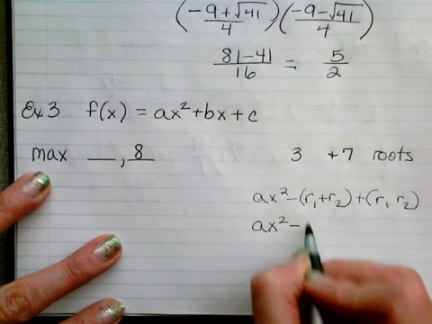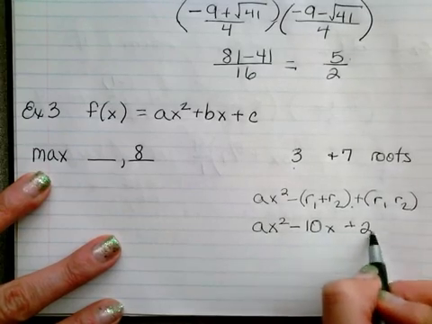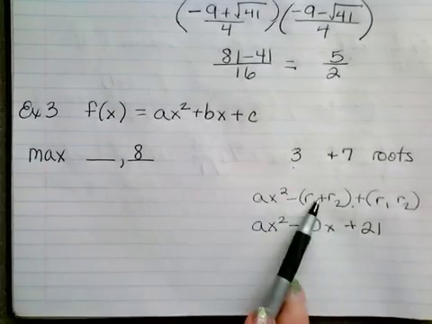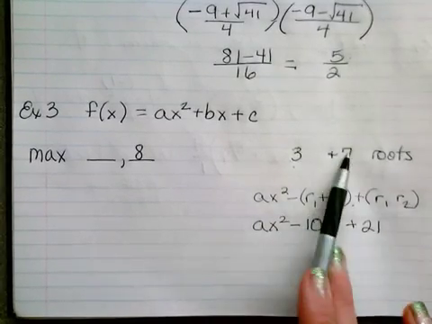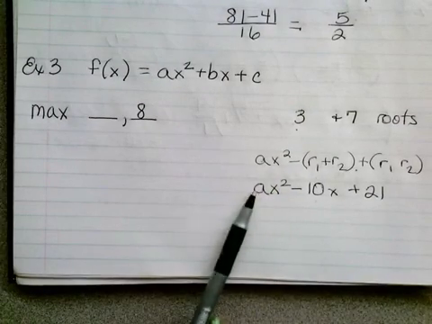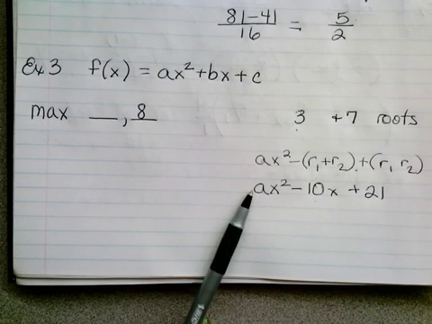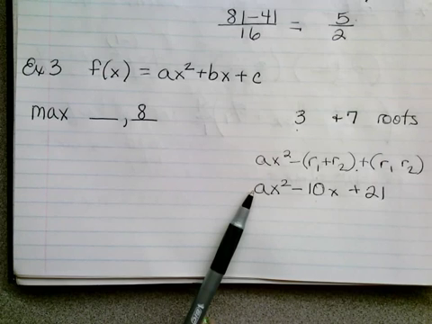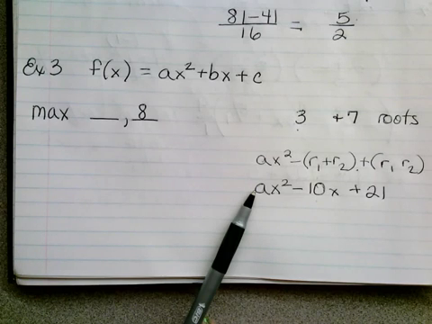Ax squared minus 10x. The product of the roots is 21. Okay, so I used this. Sum went here, product went here. But I still don't know what my A value is. Okay, the way I can find my A value is by using a little bit more information. A couple of different ways you can do it, actually.